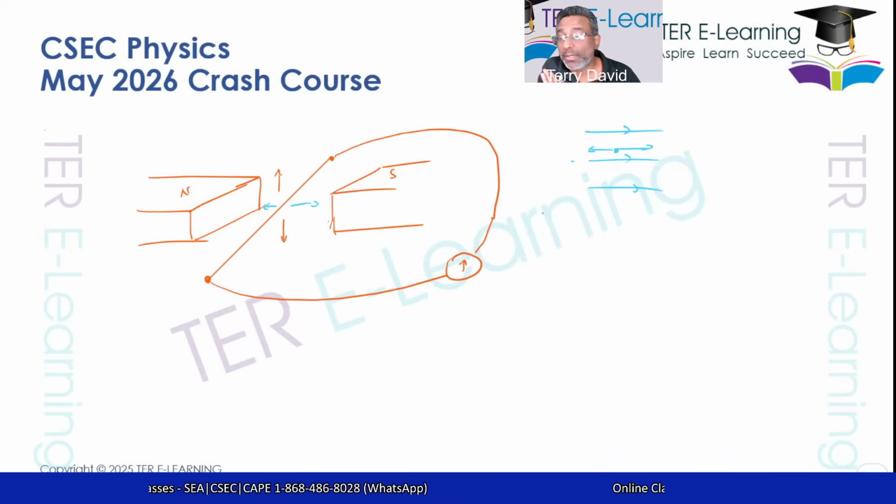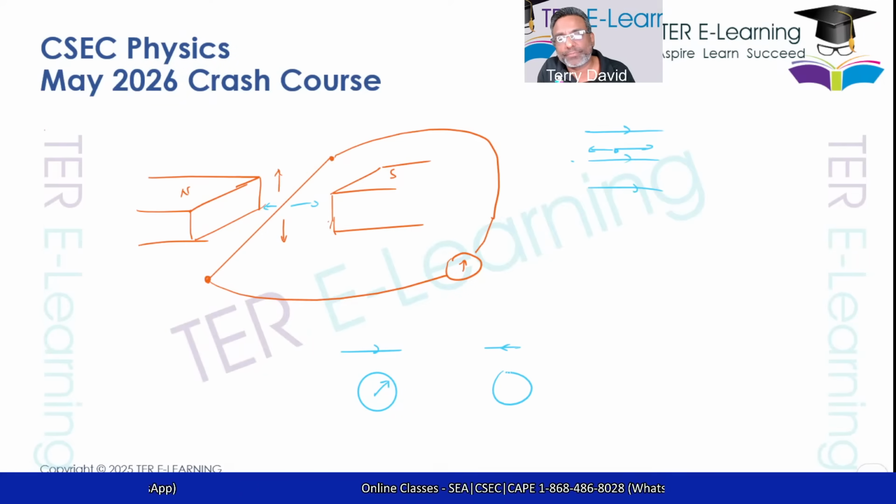Now, CXC can also ask you to predict the direction of the deflection. So first of all, if you have a current that is flowing this way, the galvanometer reading is going to look like this. It's going to move in that direction. If the current is flowing this way in your circuit, the galvanometer is going to deflect this way.